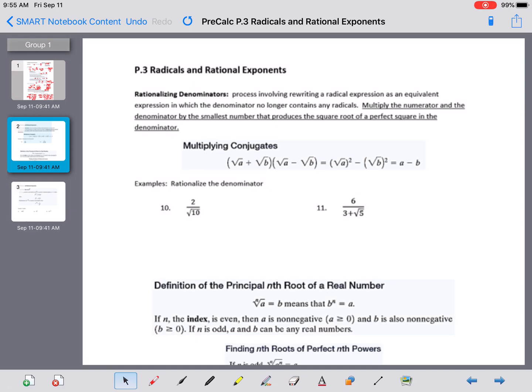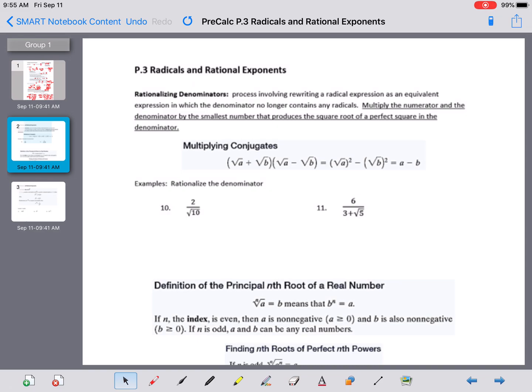But remember, technically, you cannot have a radical in the denominator ever. And to get rid of that, we call that rationalizing. Okay, so if I say rationalize the denominator, it means you need to make that pretty. It cannot keep that square root in there anymore. So we have two processes.